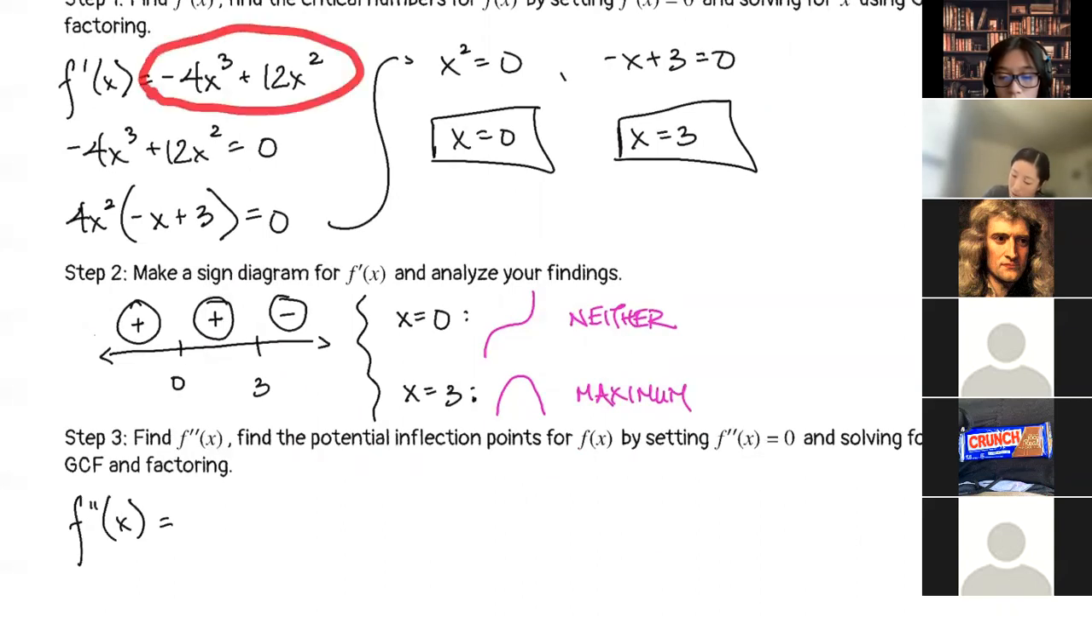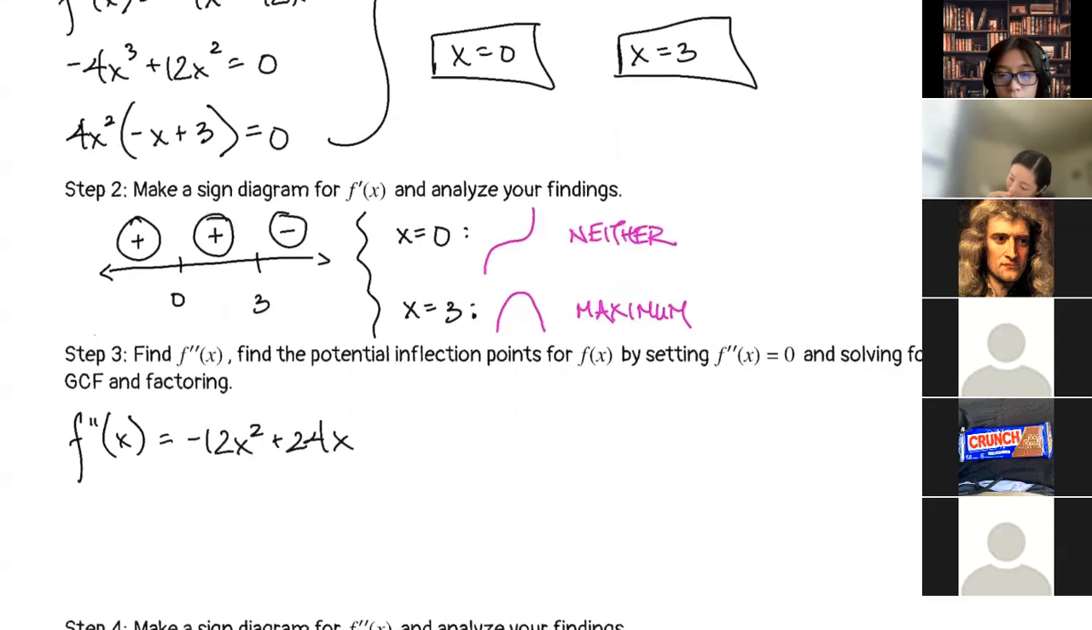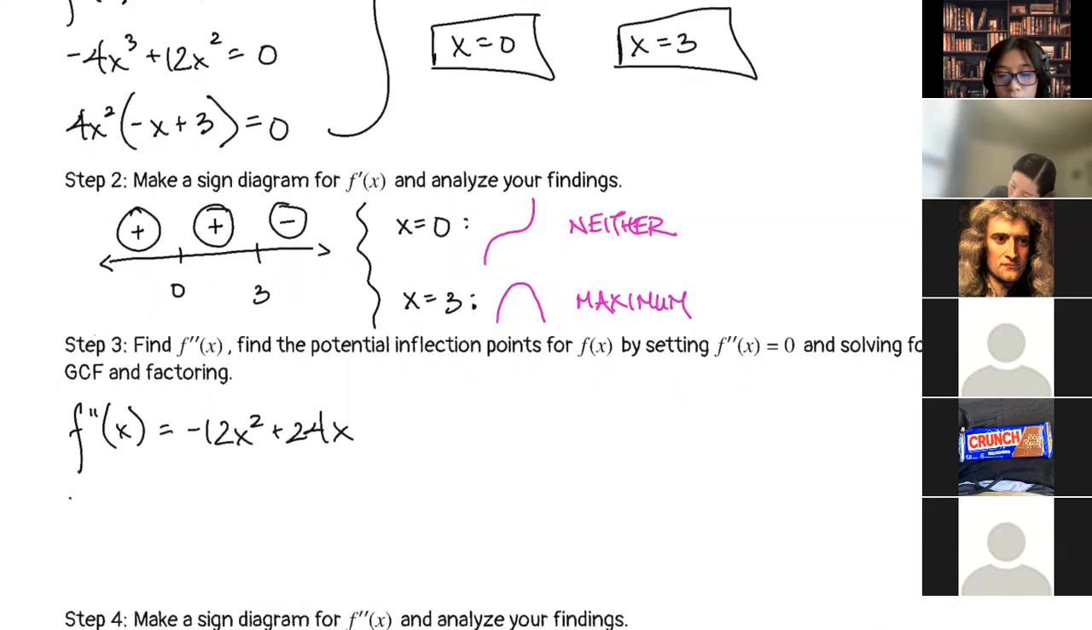So let's go back to our derivative. We're going to take another derivative. And once you have that second derivative, type that into the chat. What do we get? Negative 12x squared plus 24x, good. Negative 12x squared plus 24x. All right, we're going to set this equal to 0 and we're going to factor.